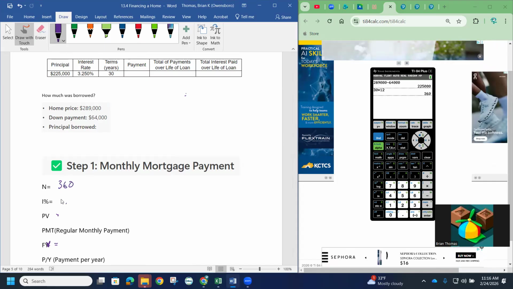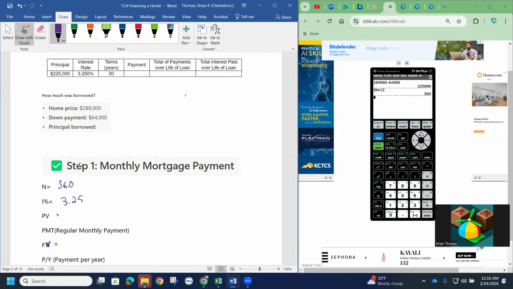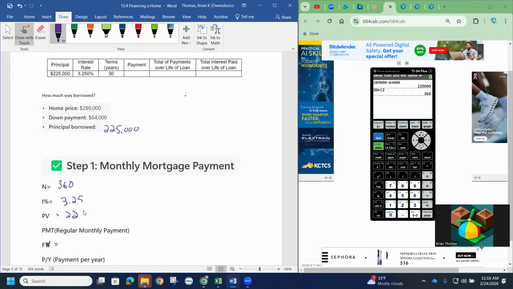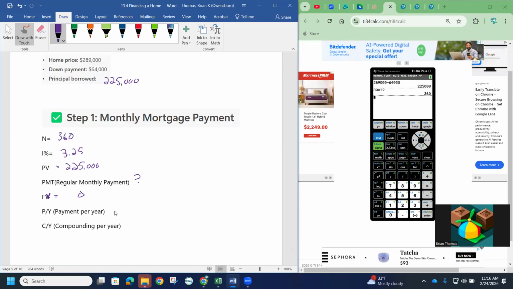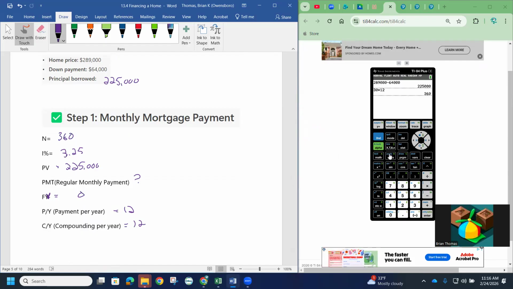So the interest rate is 3.25, so we don't have a horrible interest rate. The present value is what we're borrowing, which again was this $225,000 is what we actually borrowed. That's our present value. We don't know the regular monthly payment. We're going to solve for that. Our future value is going to be zero. And as we said, the payments per year, we're paying 12 monthly payments, but it's also being compounded 12 times a year.